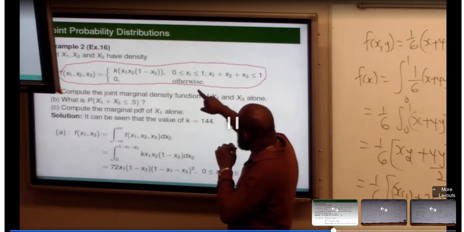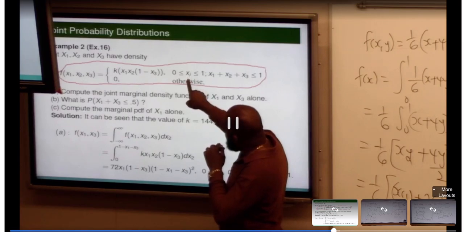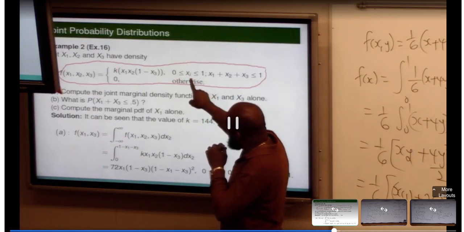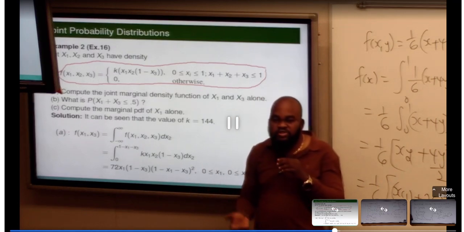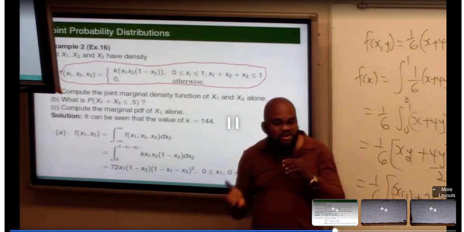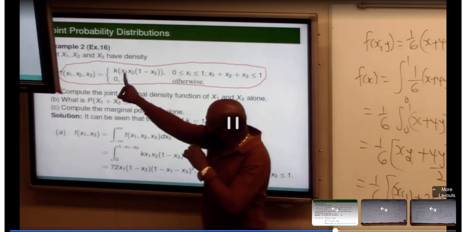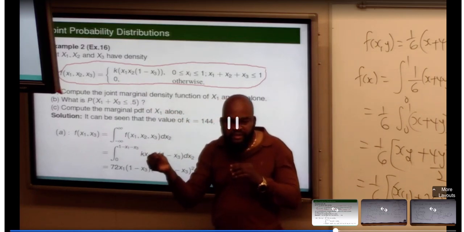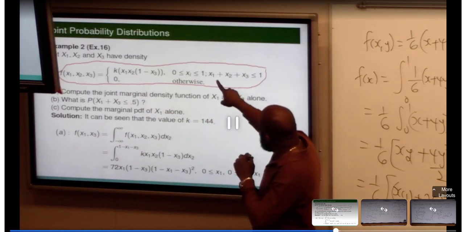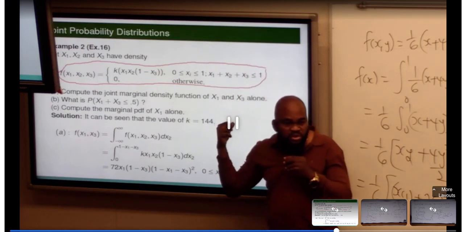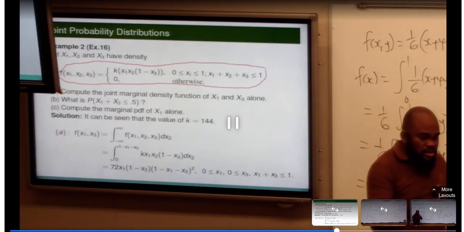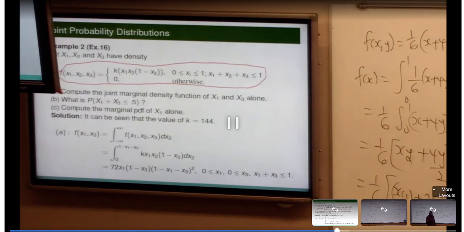And not only that, the X_i lie between 0 and 1. When they say X_i lie between 0 and 1, it means X1 lies between 0 and 1, X2 lies between 0 and 1, X3 too, because this is a function of X1, X2, X3. Does that make sense? And we have another restriction. Take a look at that. This looks like the chemical example that I walked you through the other time. X1 plus X2 plus X3 must be less than or equal to 1.